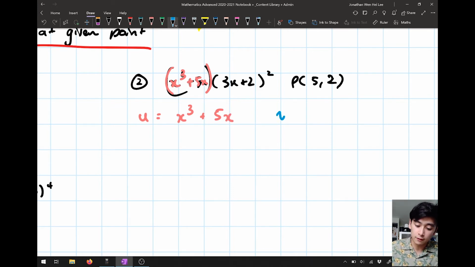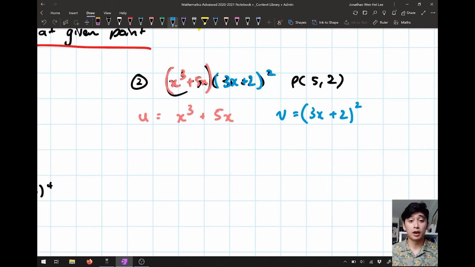My second function is v, which is (3x + 2) squared. Okay, so let's use our product rule. So here, u dash. We're going to find the derivative of each of my functions here. So u dash is just equal to 3x squared plus 5 by using my power rule.